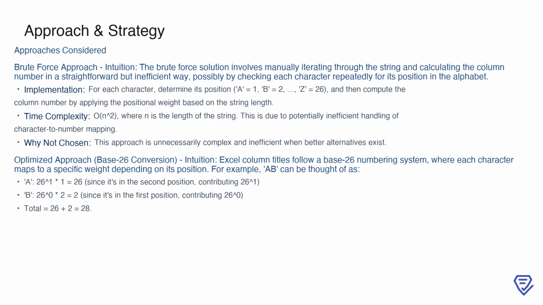On the other hand, an optimized approach leverages the fact that Excel column titles follow a base 26 numbering system. For instance, the column title AB can be broken down into two components. The first character A contributes 26 raised to the power of 1, multiplied by its value, which is 1, resulting in 26. The second character, B, contributes 26 raised to the power of 0 multiplied by its value, which is 2, resulting in 2. Adding these together gives us 26 plus 2, equaling 28. This insight forms the basis for a more efficient solution.